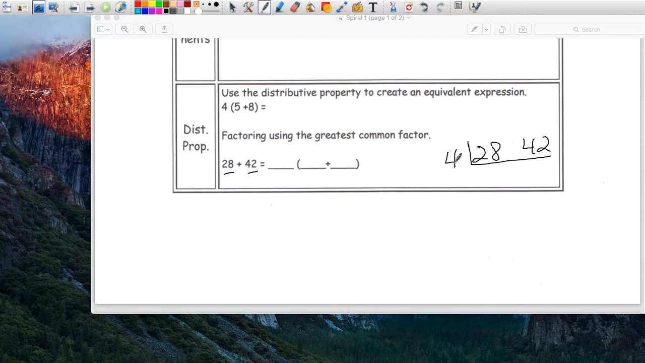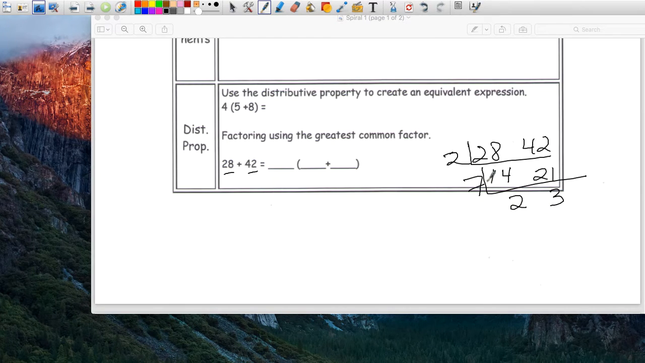Let's say pick 4. 4 goes into 28 7 times. 4 goes into 12? No, it doesn't. 42, no, it doesn't. So sorry, let's go back. Let's try 2. 2 goes into 28 14 times. 2 goes into 42 21 times. And then I can do 7. 7 goes into 14 2 times. 7 goes into 21 3 times.